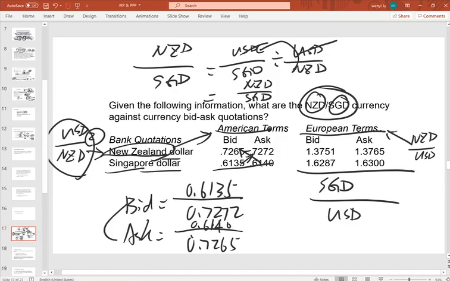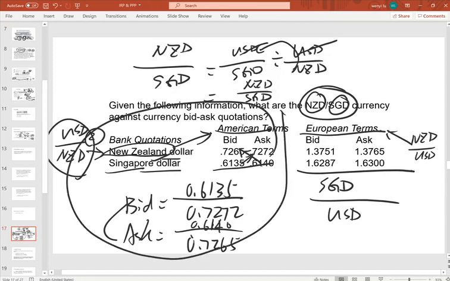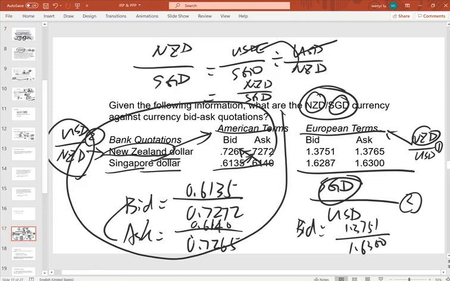If you don't want to use this side, of course you can use the other side. For this side we will use this one divided by this one. Now we have the New Zealand dollars over Singapore dollars. So the bid will be 1.3751 over 1.6300. You can compare these two answers. They must be the same.